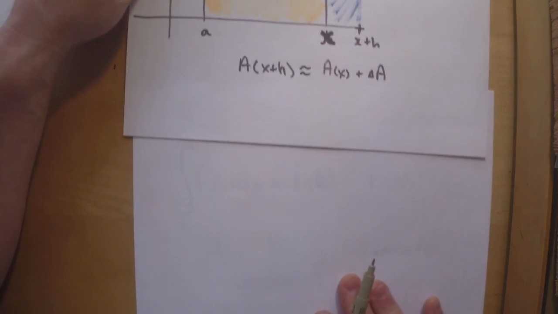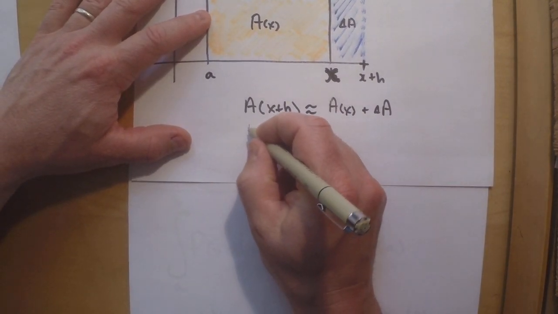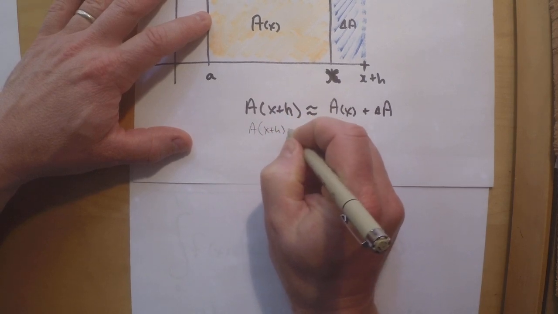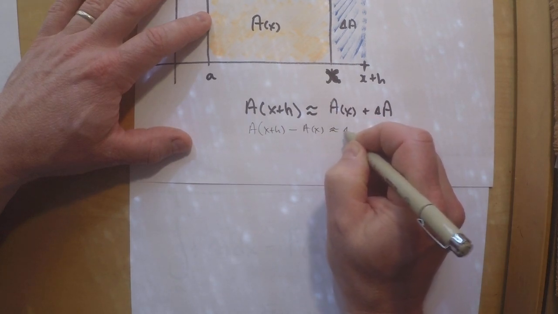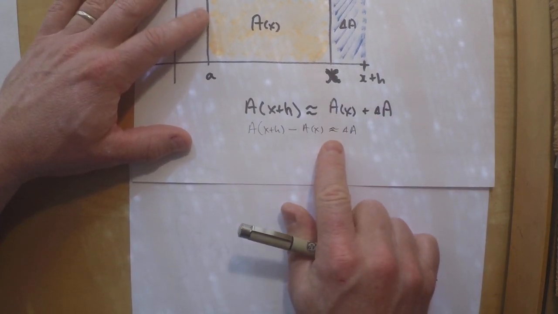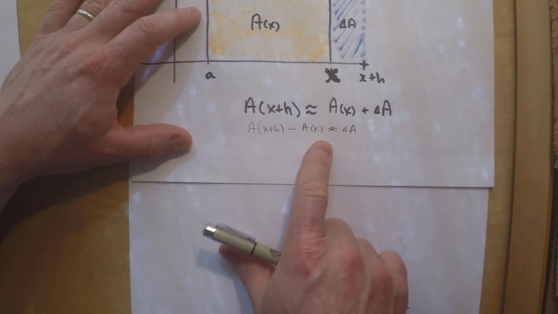All right, so watch carefully what comes out of this. If I do this, would you also agree that A of x plus h minus A of x would be approximately equal to the change in area? I just subtract that to the other side. That would have to be true.